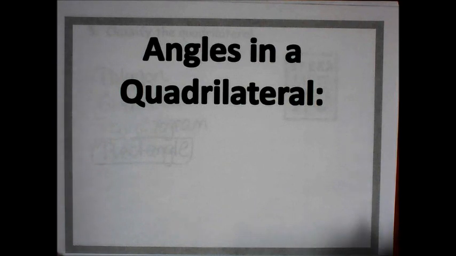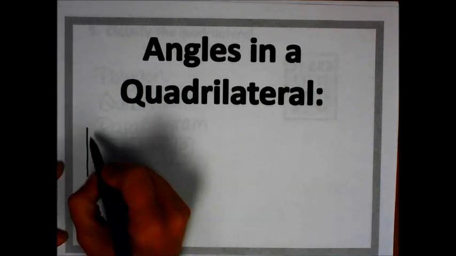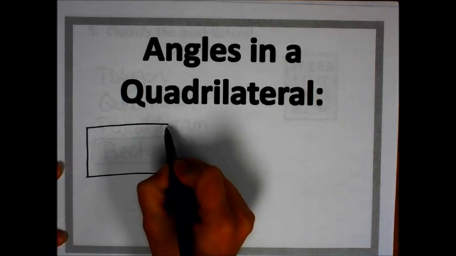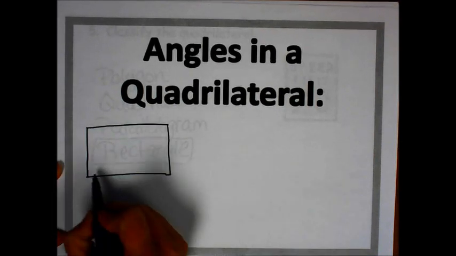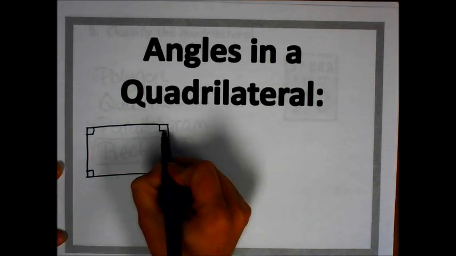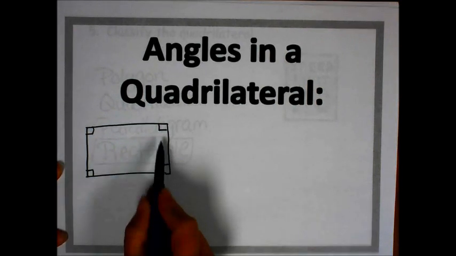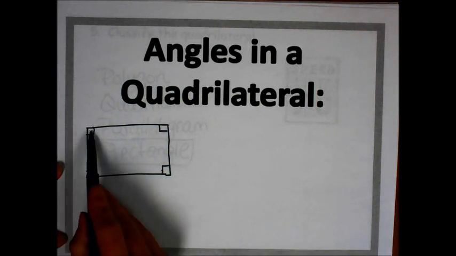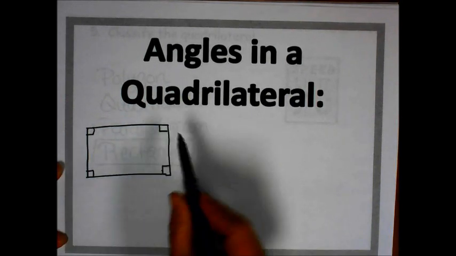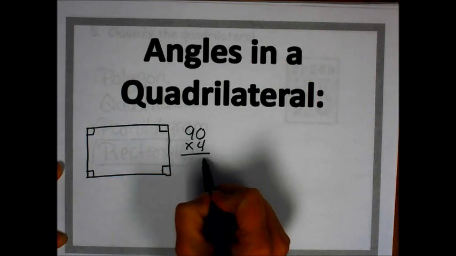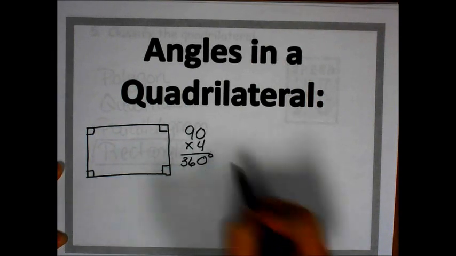Now let's talk more specifically about the angles in a quadrilateral. We've learned that all of the angles in a triangle have to add up to 180 degrees. But let's talk about the angles in a quadrilateral. I'm going to start by drawing a rectangle, and I know that all of the angles in a rectangle are right angles. So if I want to find how many total degrees are in all the angles of a rectangle, I could add 90 plus 90 plus 90 plus 90, or 90 times 4, which is 360 degrees.